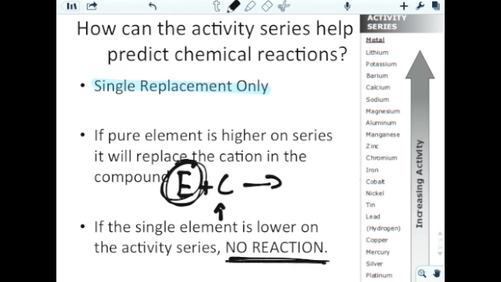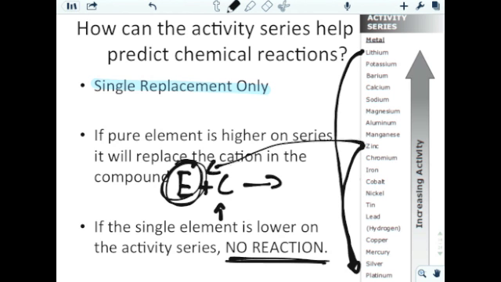So if you're on top, say lithium, lithium can replace anything below it. But zinc can replace anything below it, but nothing above it. So if zinc is the single element, it cannot replace magnesium, aluminum, manganese, sodium, calcium, barium, potassium, or lithium. Can't replace anything above it. So whatever is by itself, if it's above the cation, the reaction happens. If not, then no reaction.